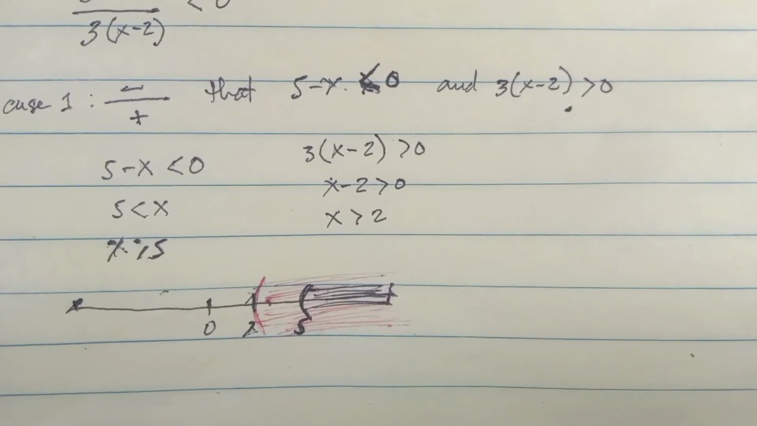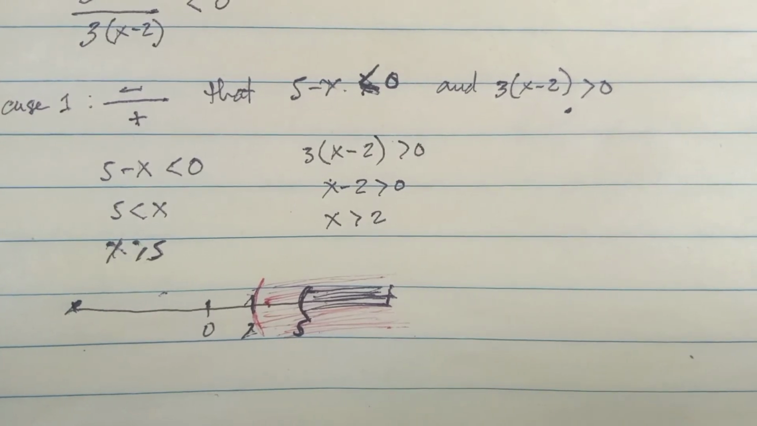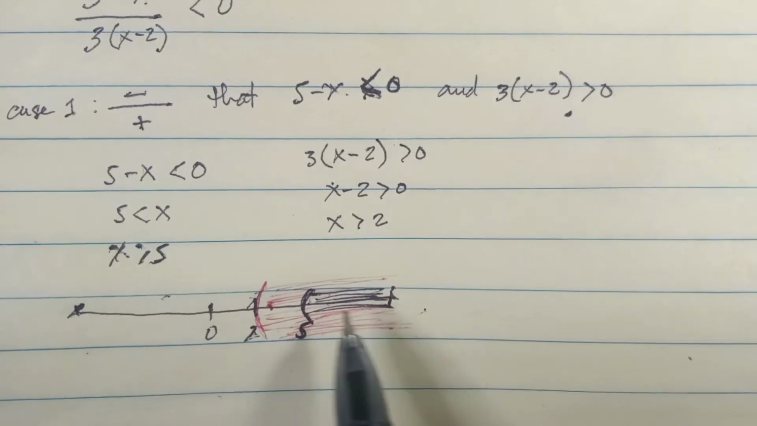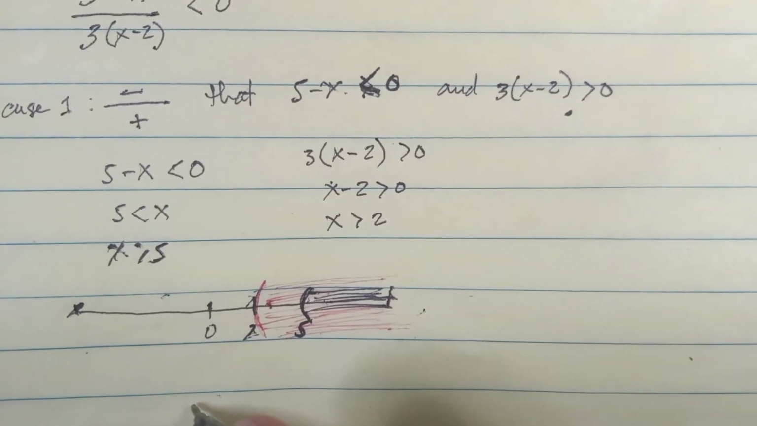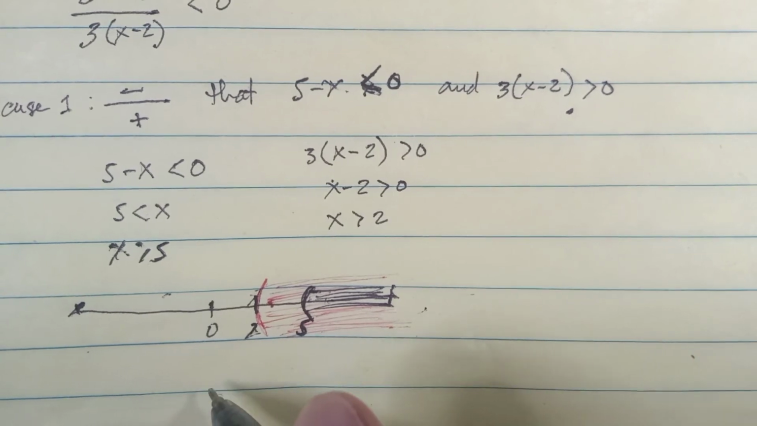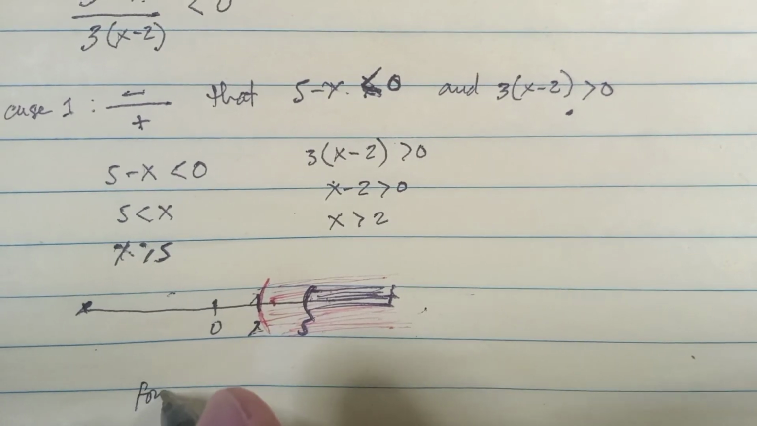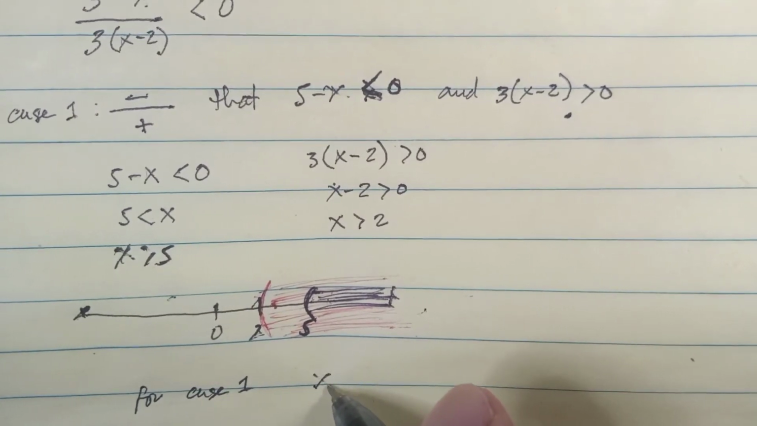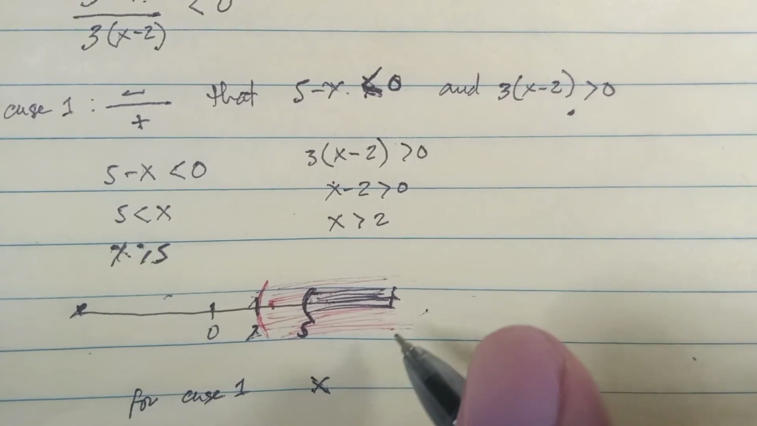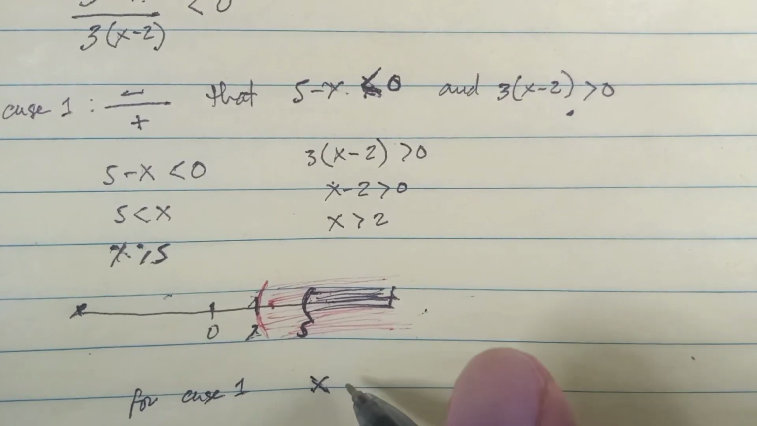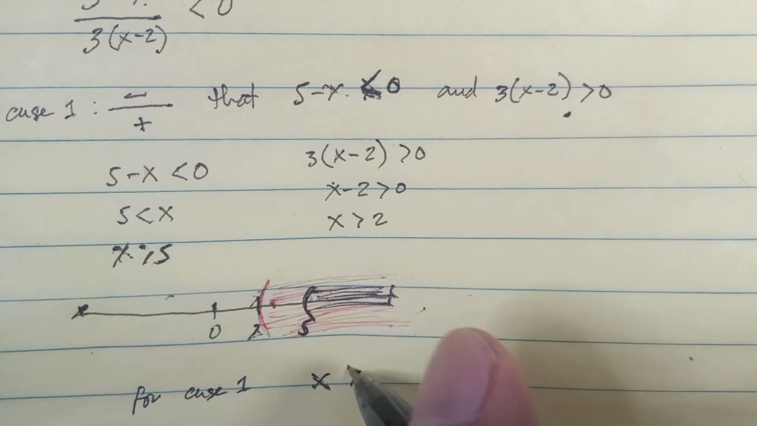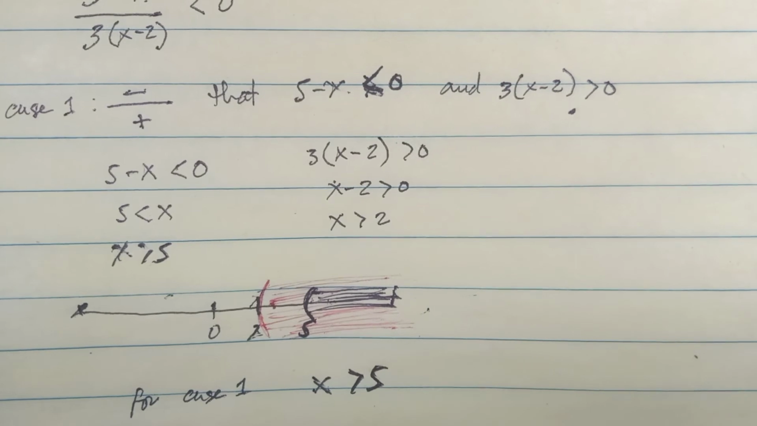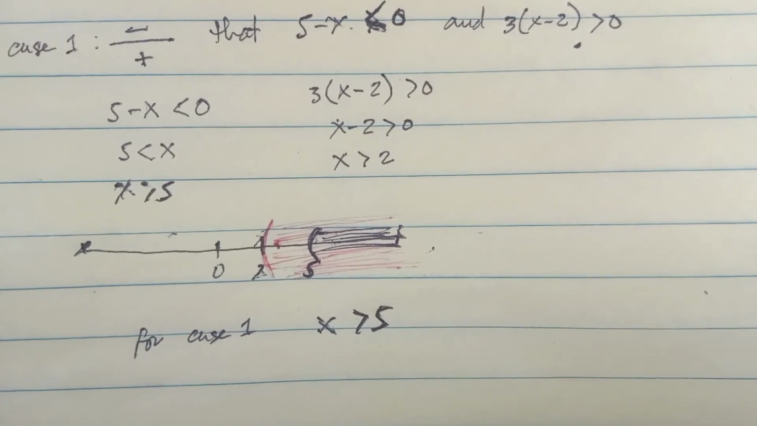So what is now the intersection? The intersection is this part to that part, no? So that would mean for case 1, our solution is x is greater than 5. For case 1, our x is greater than 5.